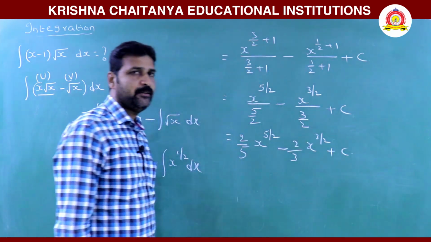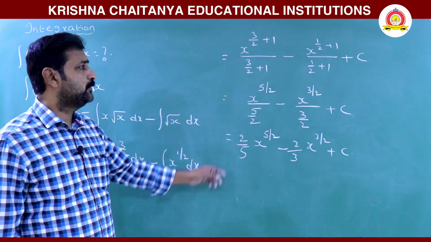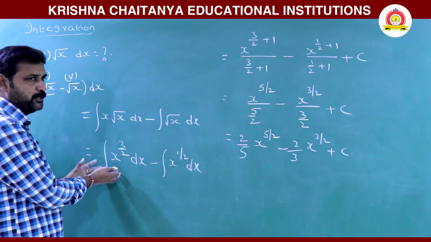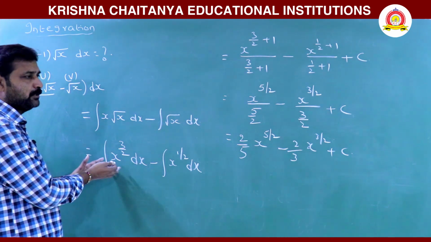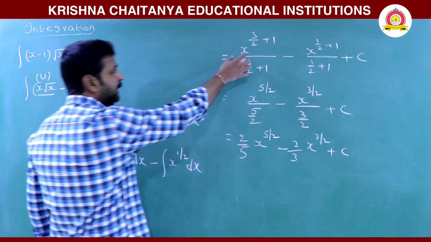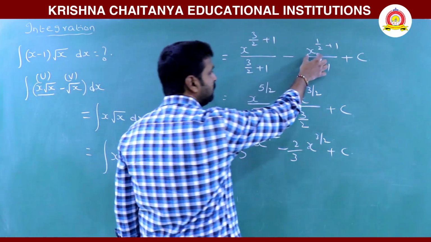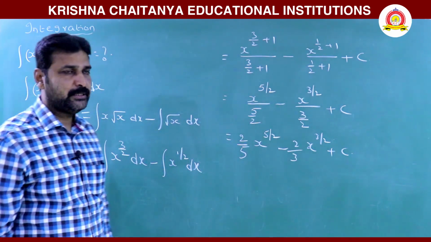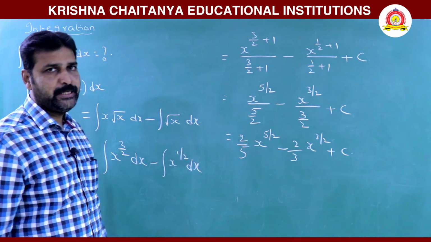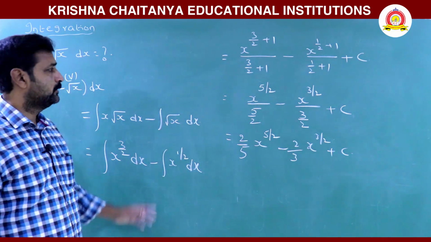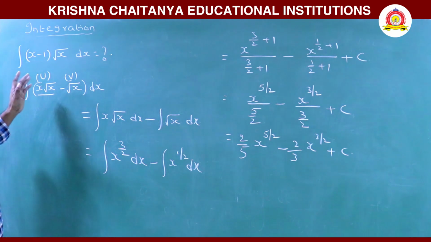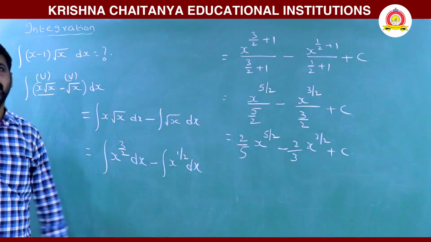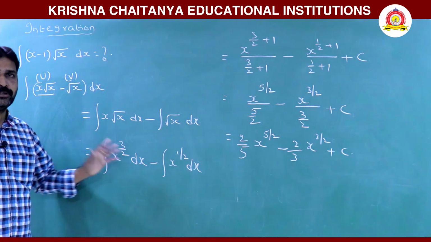If limits are given, you can easily substitute the limits. Once integration is done, you substitute the limits for this term separately and again for that term separately, so you will get the final value. This is one method to write integration. So this is in the form: integral of u plus v dx is integral u dx plus integral v dx. Okay.